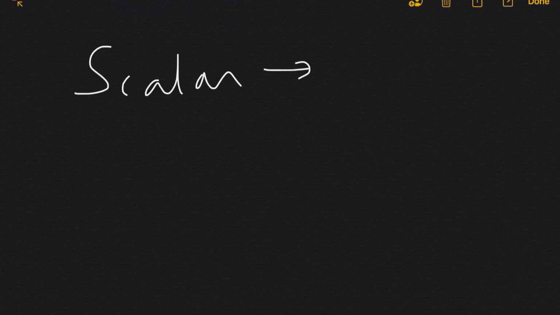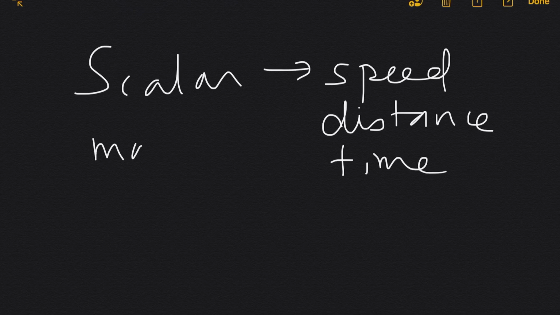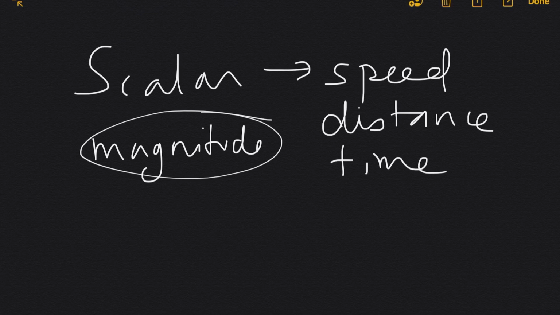So let's see that. Scalar. So what is a scalar? Something like speed, distance, time. They only have a magnitude. So that's what makes a scalar quantity. This isn't going to change depending upon the dimension. It's always going to just be one number. And it's always going to be a positive number. All right? So that's a scalar quantity.